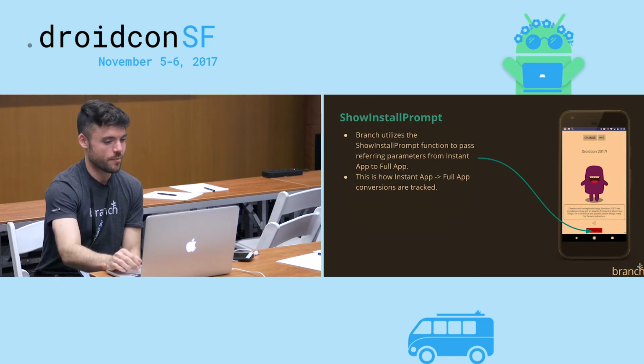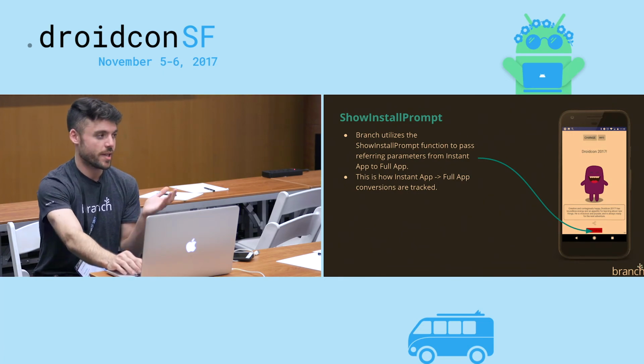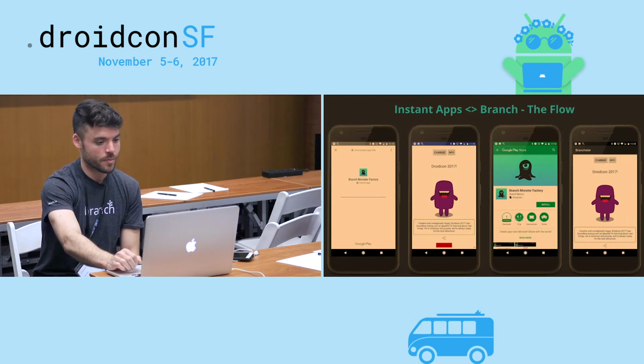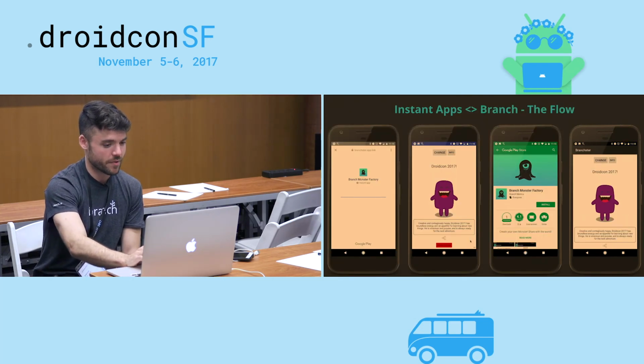And as I was saying, the show install prompt is the function that's called, and it's just a string that gets passed from your instant app to your full app. And just to show you guys an example of the flow.